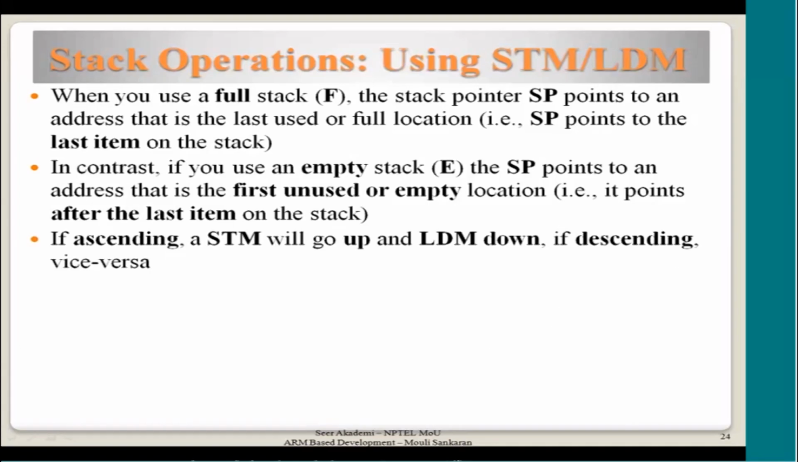So for ascending, STM will go up and LDM will go down. If I say that a stack is growing ascending, then STM will go up. Why? When you push something, only then the stack is growing, right? If it is ascending memory, the stack is growing towards increasing memory. That means with STM it will go up, while with LDM you are popping from there, loading the register from memory. So you are reducing the stack content, and the stack will go down.